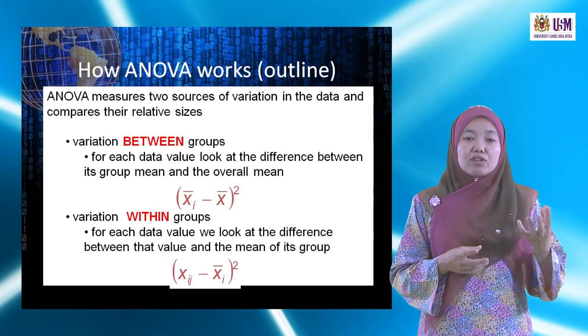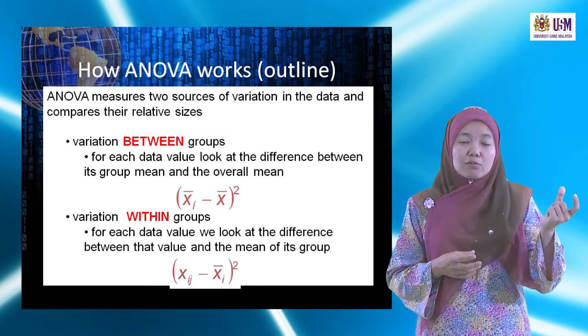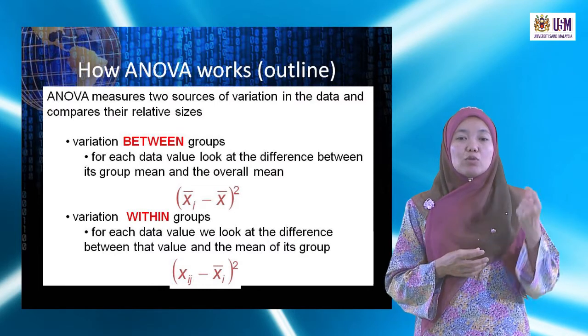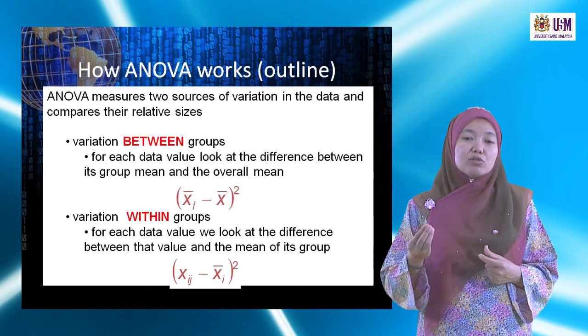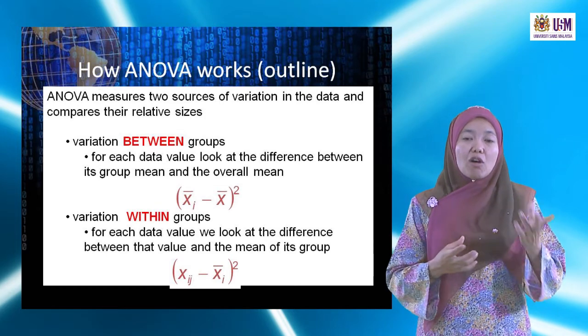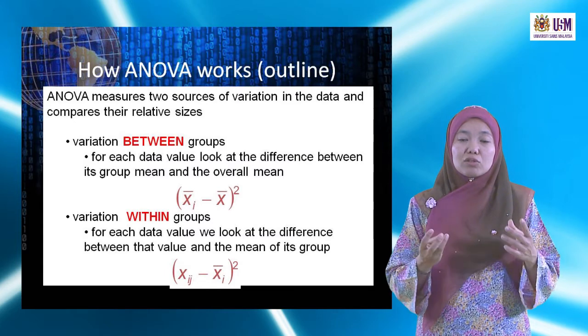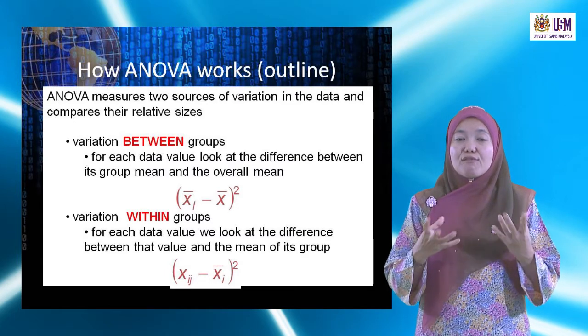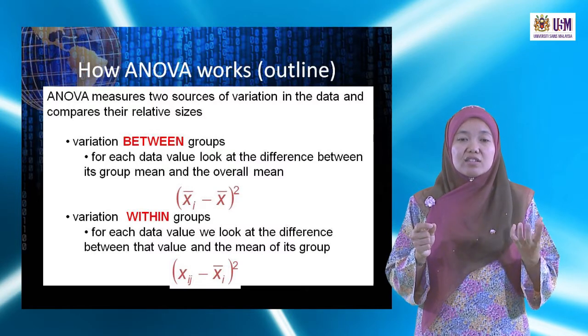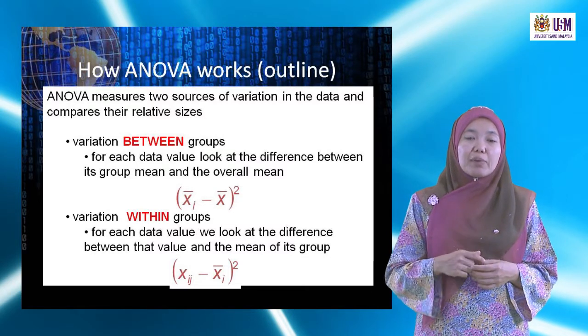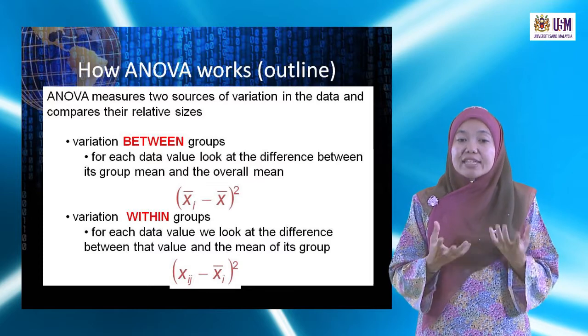X bar i is referring to the mean for one subgroup, one subpopulation or one treatment, while X double bar is referring to the grand mean, or mean of all items. You need to take the square because this is variance. The symbol square tells you variance.